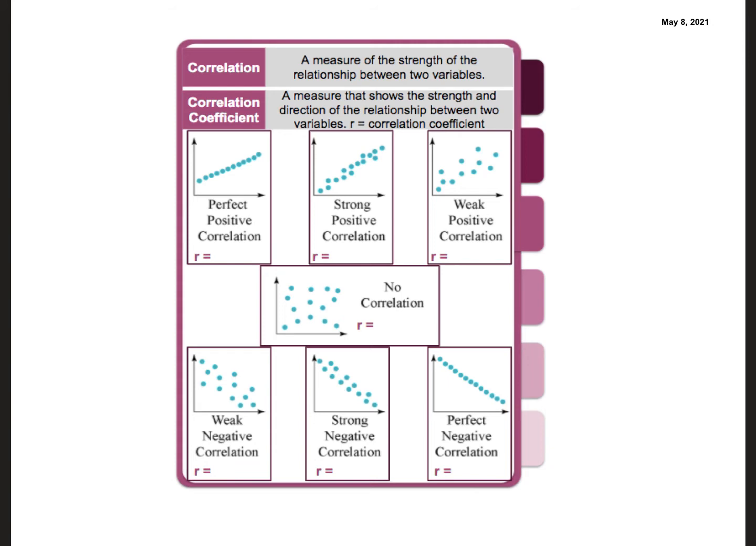So the first word we have is correlation. It's a measure of the strength of the relationship between two variables. So, does one thing impact another? Does how many push-ups you do affect how much weight you can lift, or something?